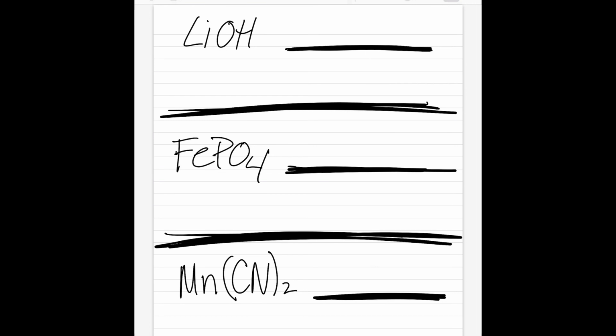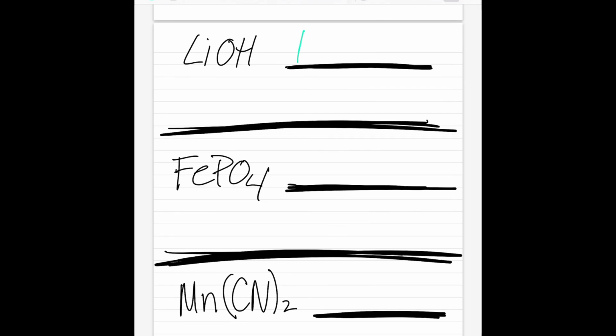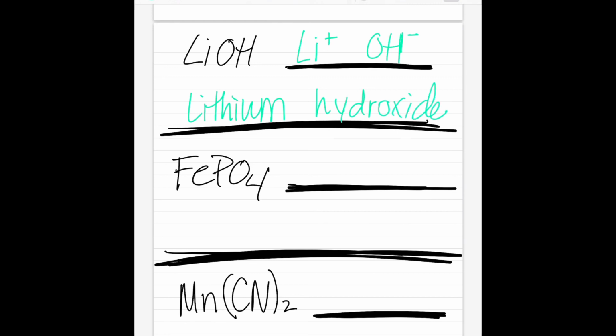All right, so let's answer these. So the first step, go to the periodic table, Li, okay? That's one element, so that's a capital letter, lowercase letter, so that means it's going to be Li plus OH, that is 2 elements, so it's going to be on the back. That is OH minus. Li is lithium. It is not highlighted, so no Roman numerals. OH is hydroxide.